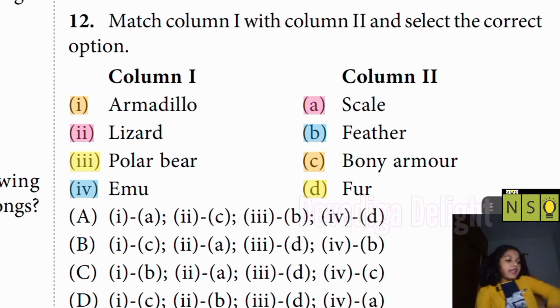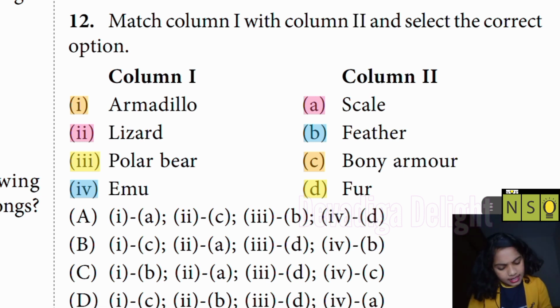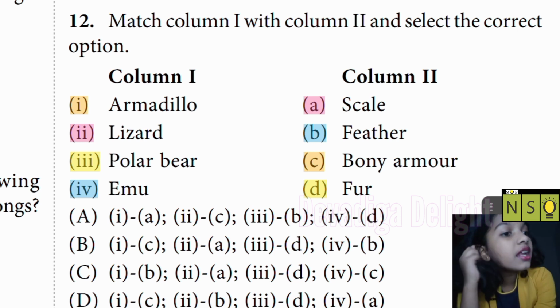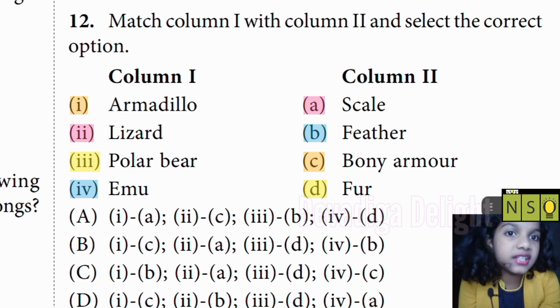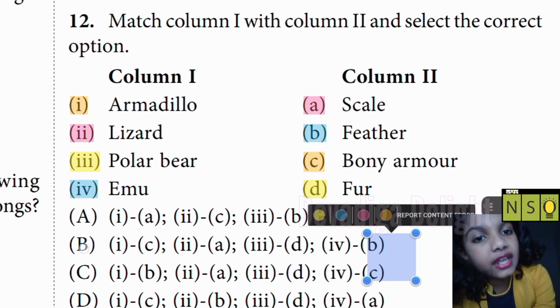So if you write it down, armadillo will become C, which is 1C. So here 1C comes in B and D only. Then the second one is 2A, which is here only in B. 2A is there, so you don't need to check further. B is the right answer. But if you still check further, polar bear is for D, fur, and emu is for B, feather. So which makes B the right answer.